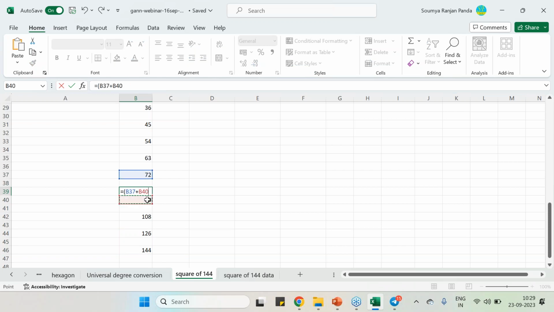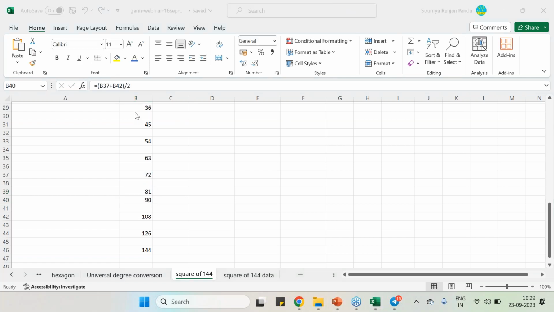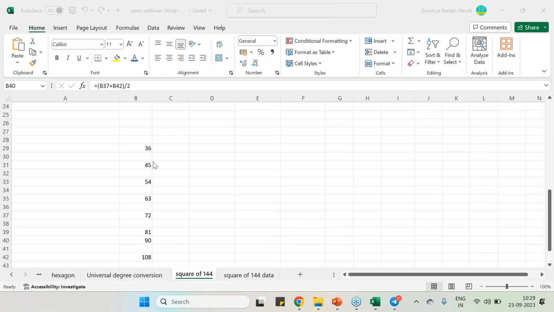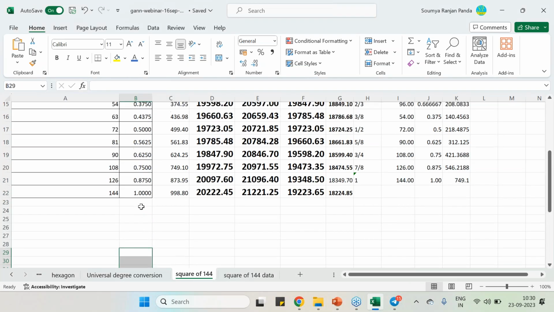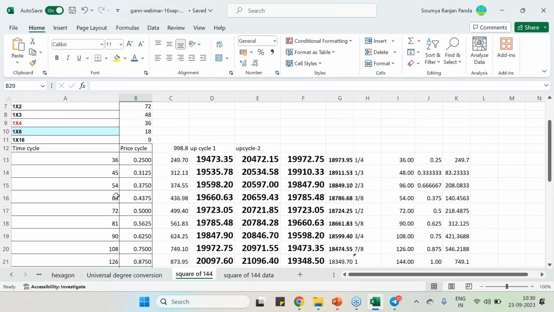81 elements. So that is why I'm taking 81 here. By this process, 10 elements are completed. So this is how the time cycle, the square of 144, has come. The square of 144 time cycle has come here. This is the time cycle. Now we have to get the price cycle.